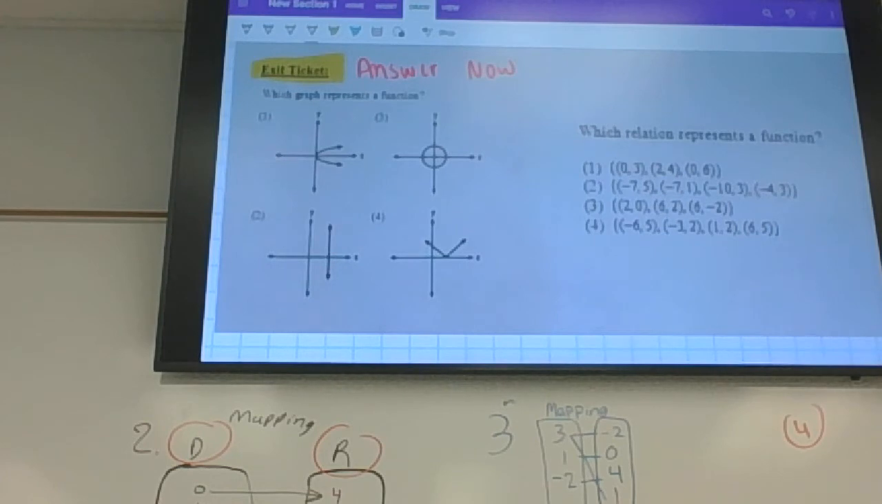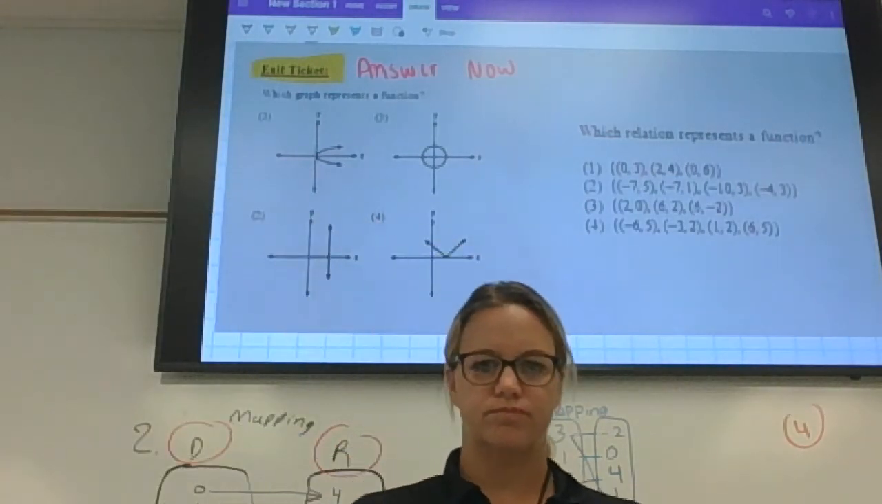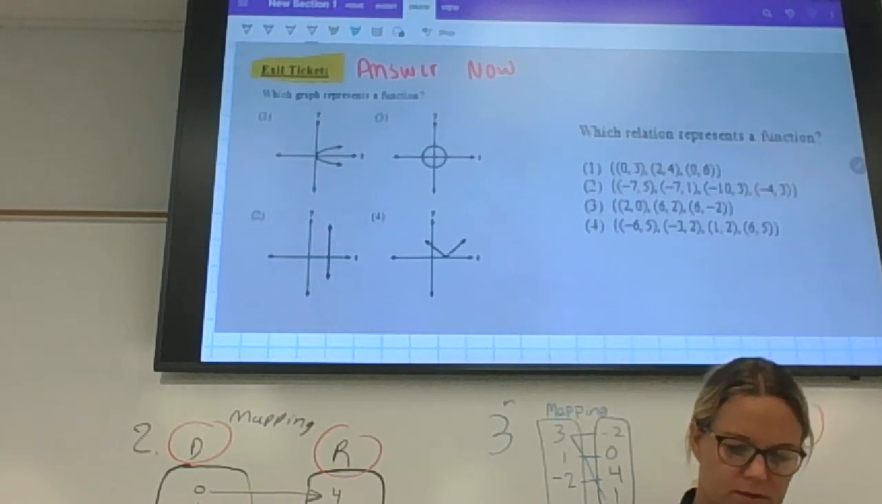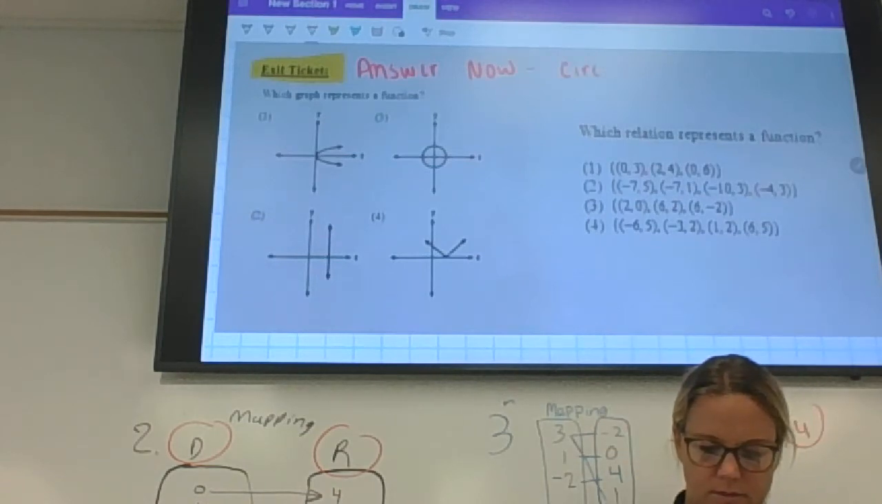One has two zeros, two has negative seven, negative seven. Four is the only one that has four there. No, it doesn't matter if it's negative six and six, as long as it's not the same number. Like if it was negative six and negative six, then it would be no. But since it's a graph, it's making a positive.